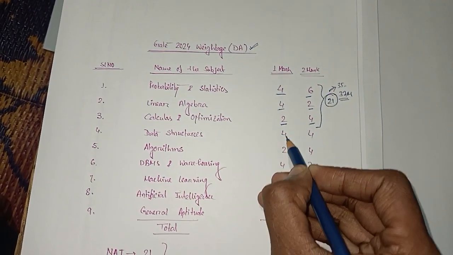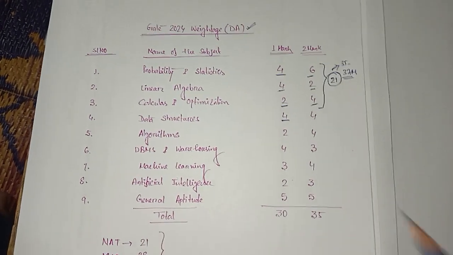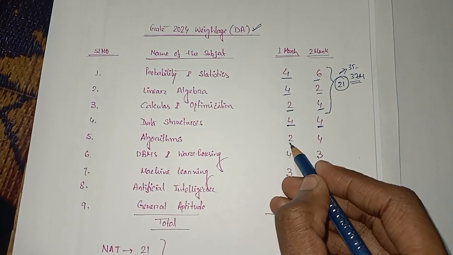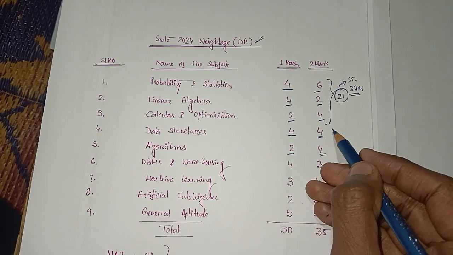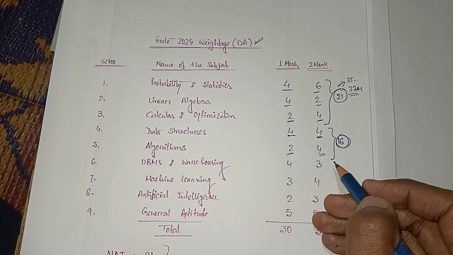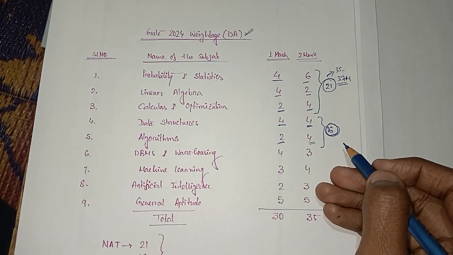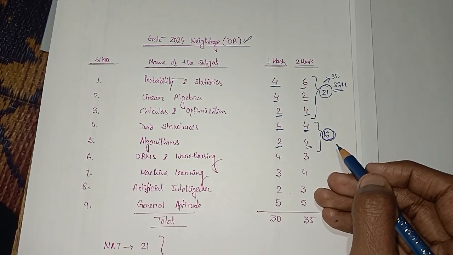In the DA paper, data structures had 4 questions for 1 mark and 4 questions for 2 marks. Similarly, algorithms had 2 questions for 1 mark and 4 questions for 2 marks. So these 16 questions came from data structures and algorithms. So data structures and algorithms carry most of the weightage of the DA paper.